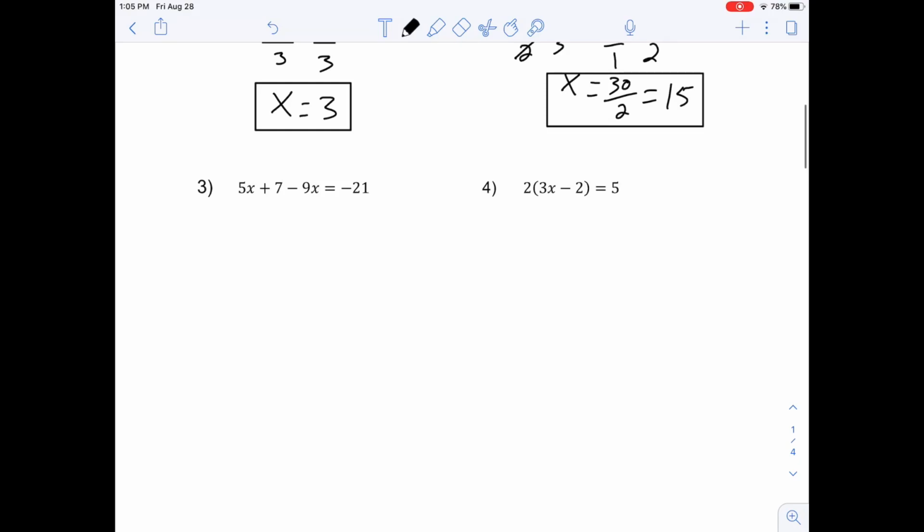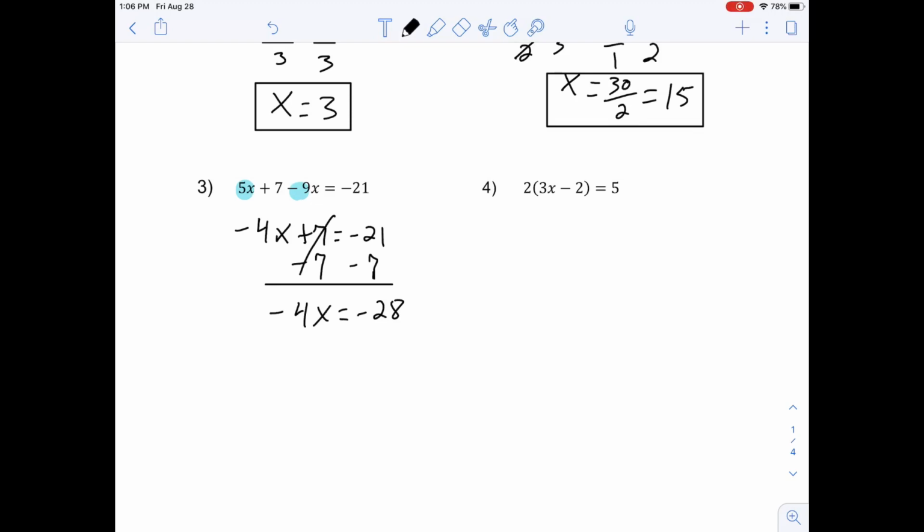All right, so looking at number 3, you'll notice that the 5x and the minus 9x are like terms. We talked about like terms in a previous video, so we want to take care of that first before we move anything. It's just easier to clean up one side of the equation before you move anything. So 5x minus 9x is negative 4x. Then we have the plus 7 is equal to negative 21. Now I can move this 7 over by subtracting 7, and that goes away, so negative 4x is equal to negative 28.